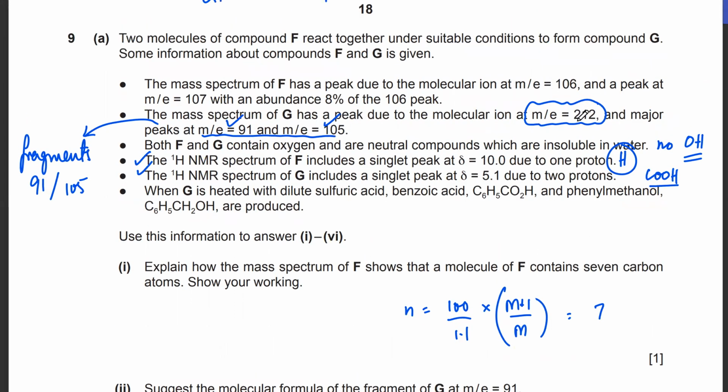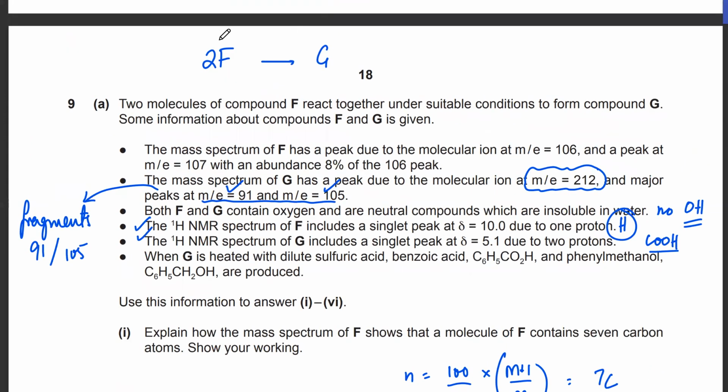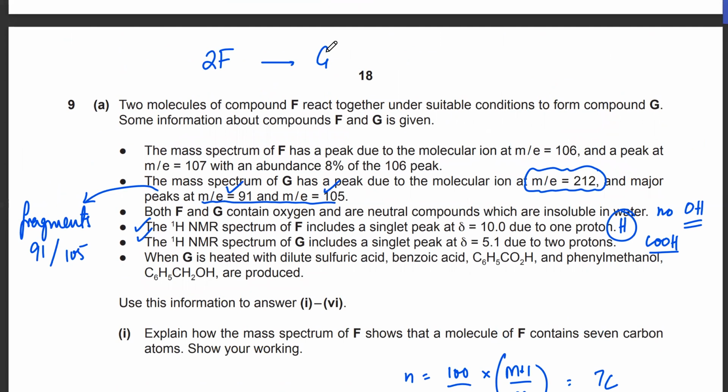So the first thing is that which was given at 91, and he said 2 compounds. The mass spectrum of F has a peak due to the molecular ion at 106 and 107. We found out that it had 7 carbon atoms, right? And remember that 2 of the Fs were joining together to form G. And he told us that the mass spectrum of G has a peak due to the molecular ion mass to charge ratio at 212 and major peaks at 91 and 105.